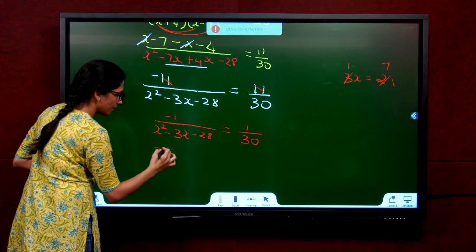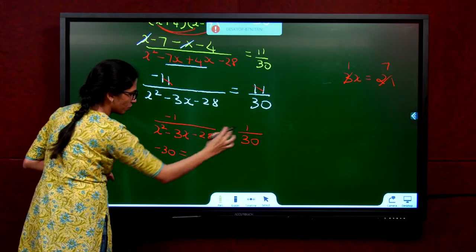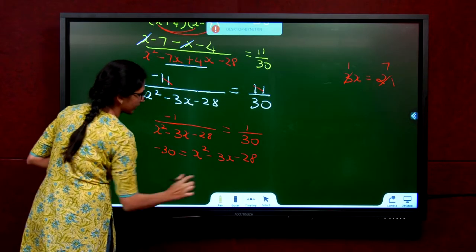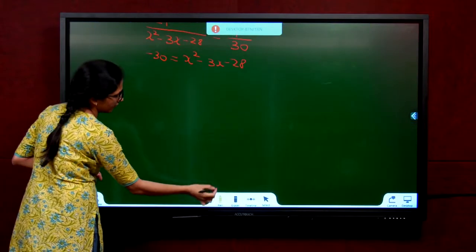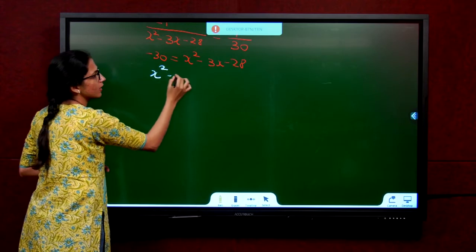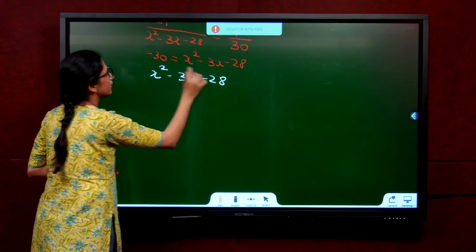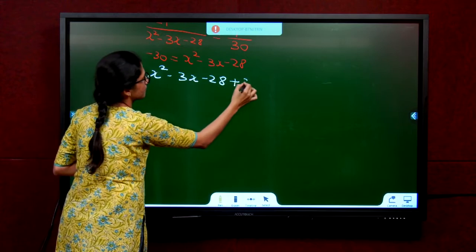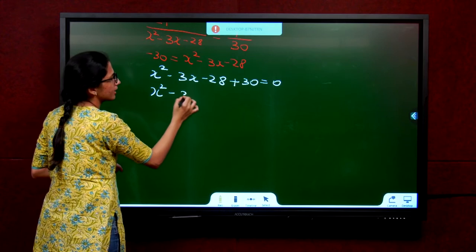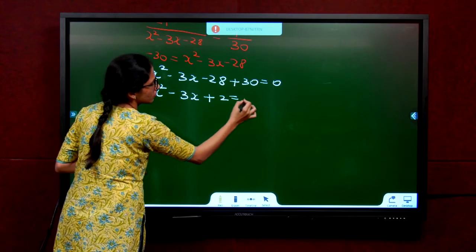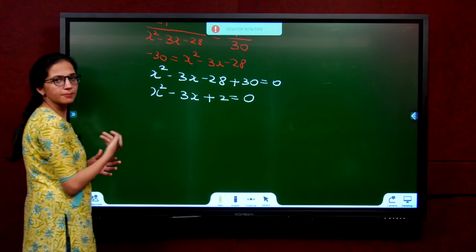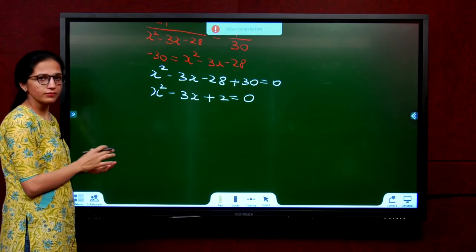Cross multiply. Minus 30 is equal to 1 into this whole thing, x square minus 3x minus 28. So now what happens? Send the minus 30 that side. x square minus 3x minus 28. If minus 30 comes this side, it becomes plus 30 is equal to 0. x square minus 3x plus 2 is equal to 0. So now you've got x square minus 3x plus 2 is equal to 0.